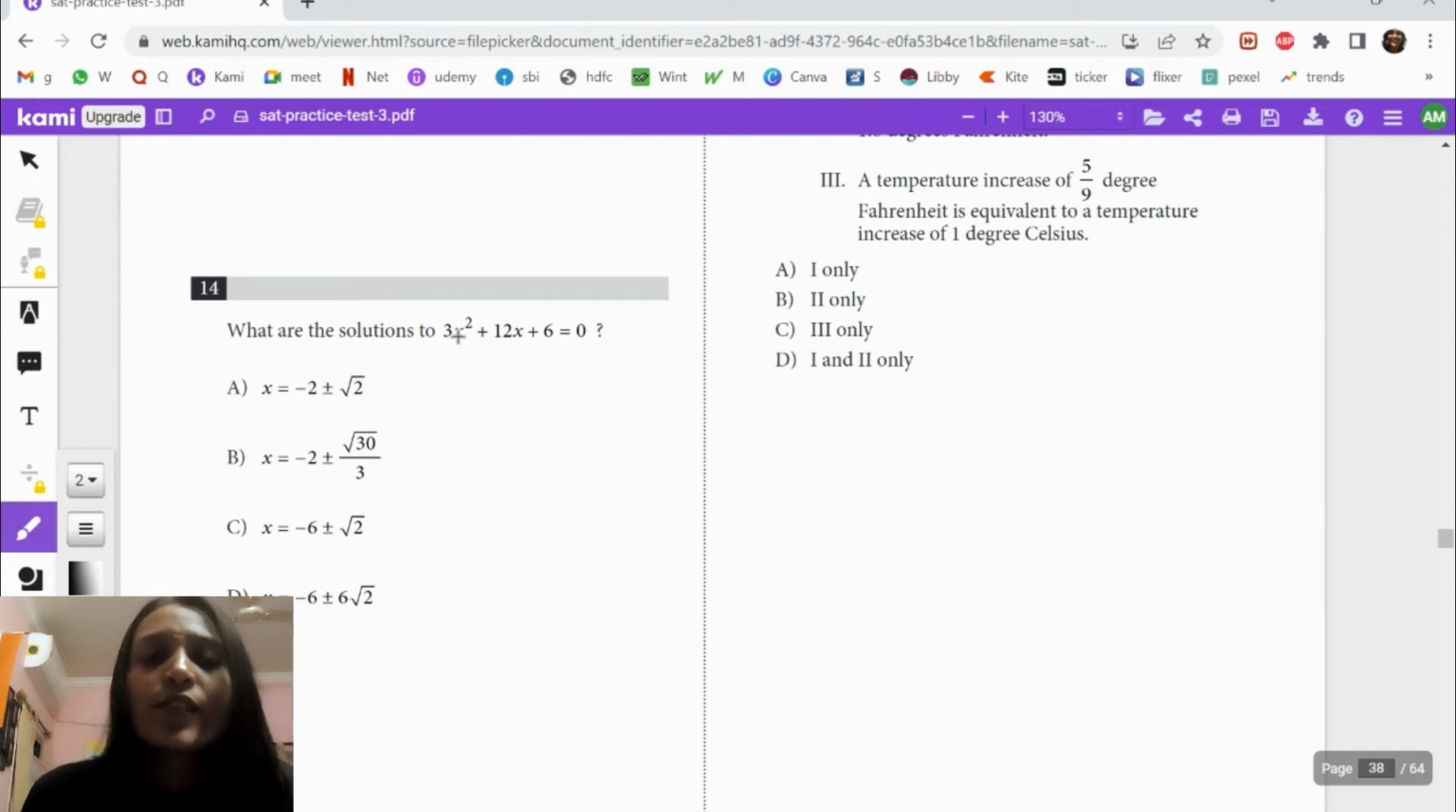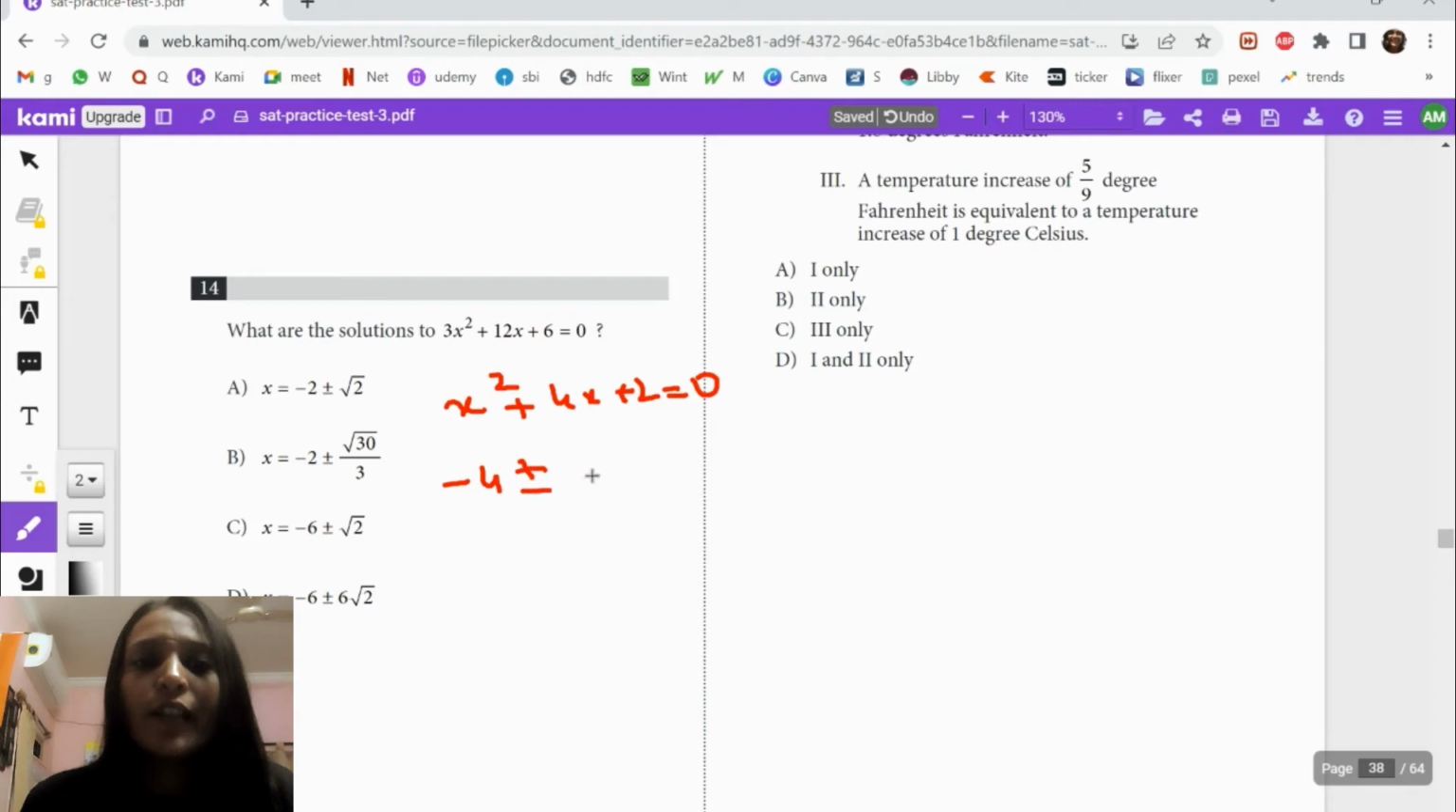What are the solutions to 3x square plus 12x plus 6 is equal to 0? So first of all, we can just divide the entire thing by 3 because it's common. So you would get x square plus 4x plus 2 is equal to 0. Now let's figure out the solution. So it would be minus b plus or minus square root of b square, which is 16, minus 4ac. So 4 into 2 would be 8, divided by 2a, which is just 2.